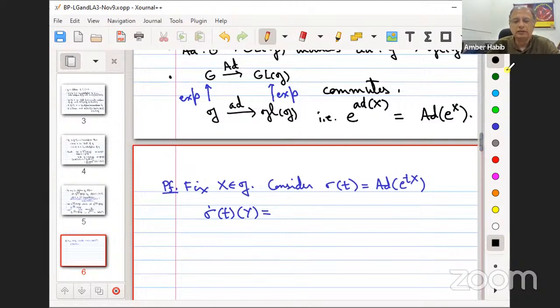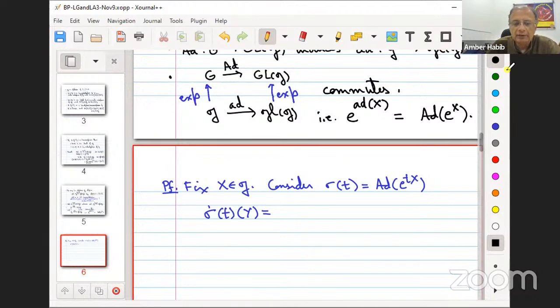We will fix an x in the algebra. We want to study one of these terms. So start with capital Ad of e to the x, but put a t with the x. So now I have a function sigma t, Ad of e^{tx}, right? So this is a function from real numbers into GL(n), into this matrix group. Okay. All right. And then let's see what happens when we differentiate it.